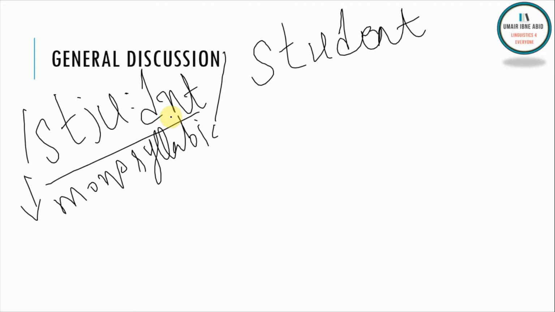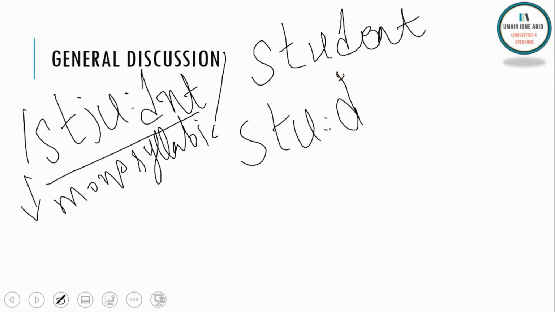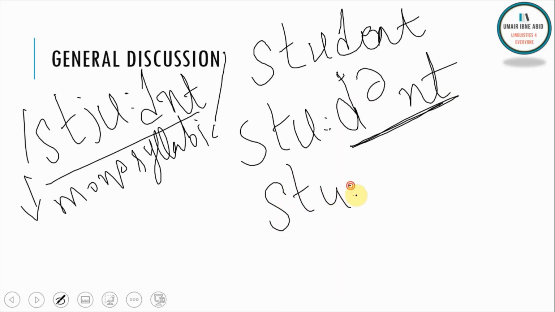Actually, when this word is pronounced carefully, or if this word is pronounced slowly, a schwa is added between this cluster. So due to this it seems that this word has two syllables, so it becomes a combination like this.